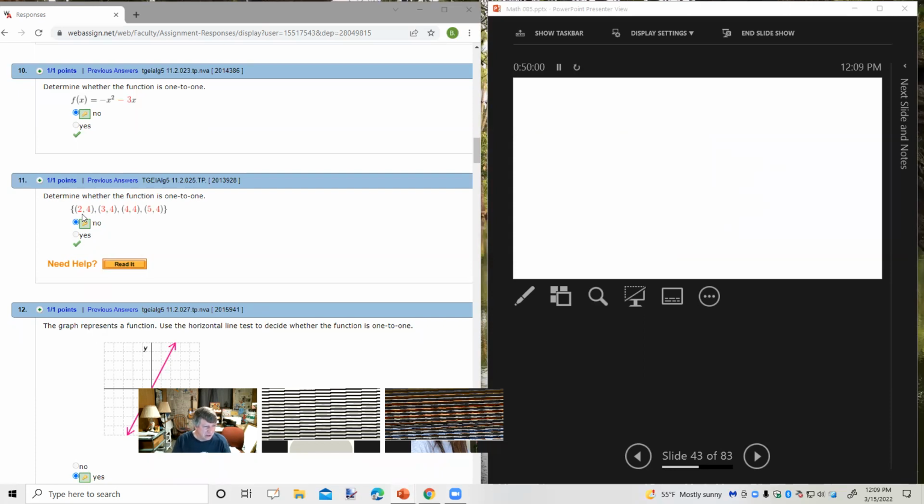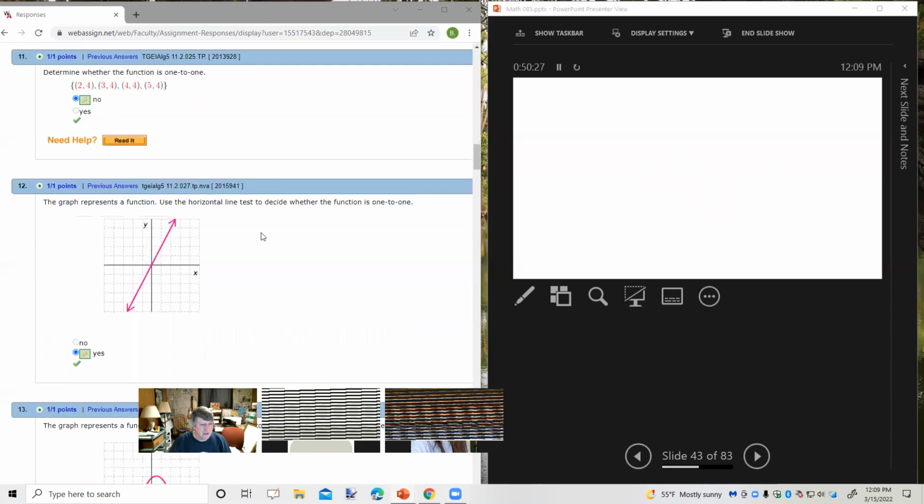Well, let's see. We've got 4 different x's going to the same y. So yes, it's a function, but it's not 1-to-1, because you've got more than one x going to the same y. It's got to be just a 1-to-1 correspondence, 1 x to 1 y. Each y comes from only one x. That making sense? Yeah. Okay.